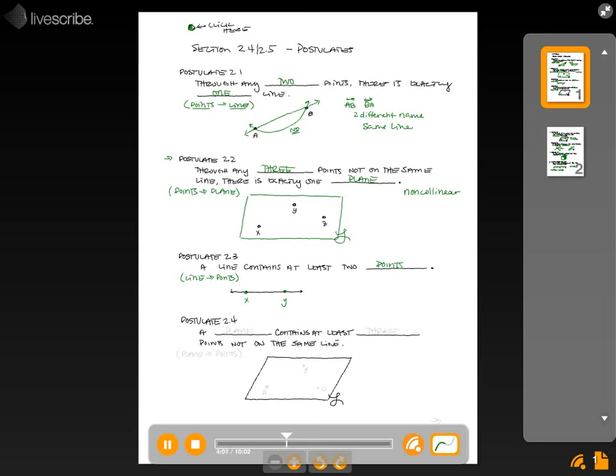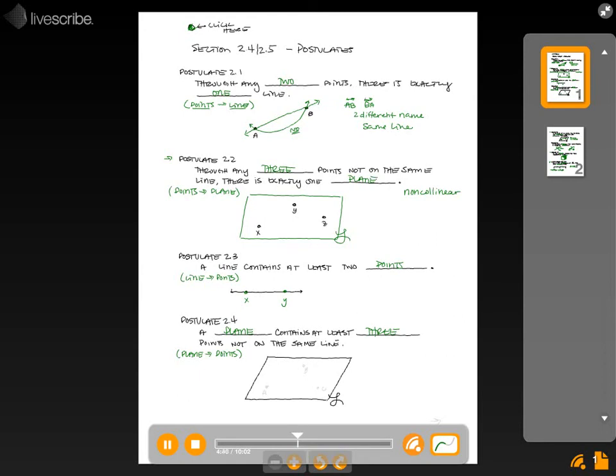Postulate 2.4 says a plane contains at least 3 points not on the same line. Now postulate 2.4, very similar to 2.2, they're just switched around. Okay? For 2.4, we are starting with the plane, and then we're getting the points. In 2.2, we started with the points and we went to a plane. So remember when we flipped that around, we talked about conditional statements before. These first 4 are all conditional statements. They are all converses of each other.